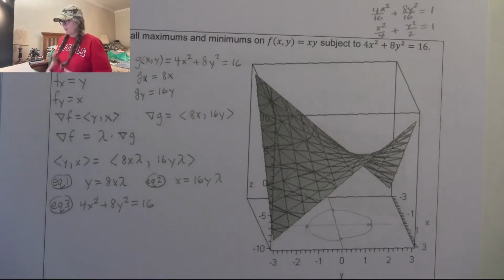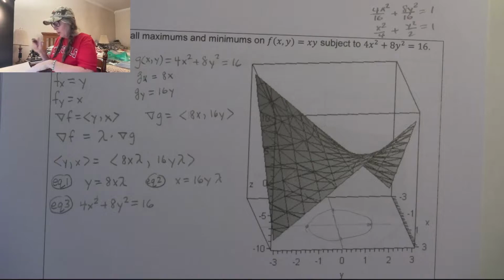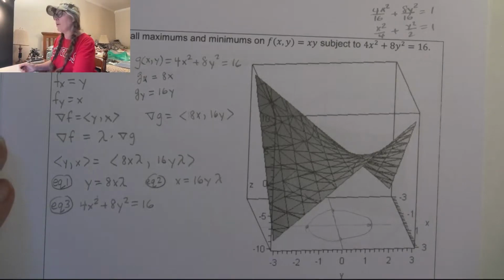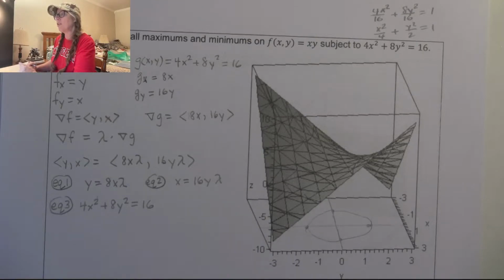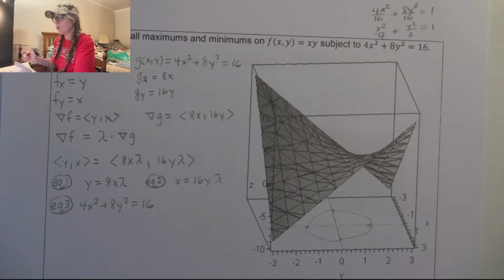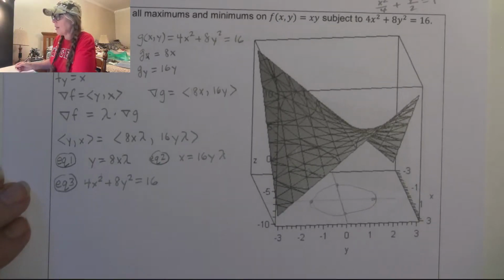But this is something I found that does work good on this one. So remember, what I'm trying to do is find values for x, y, and lambda. I don't care as much about lambda, but x and y that solve all 3 of these for particular values of lambda are possible places where the max and the min are. And so that's kind of the idea.